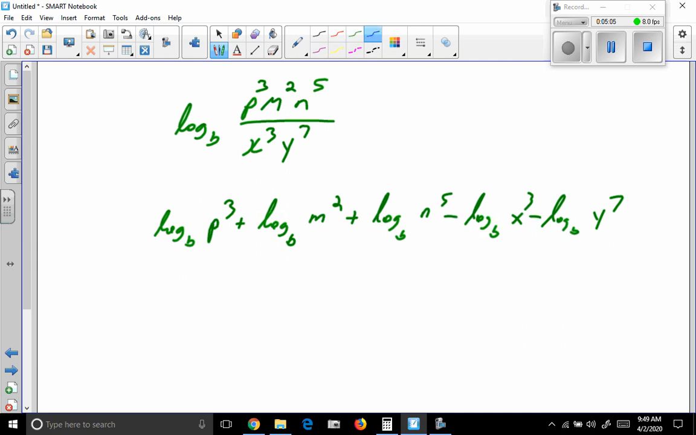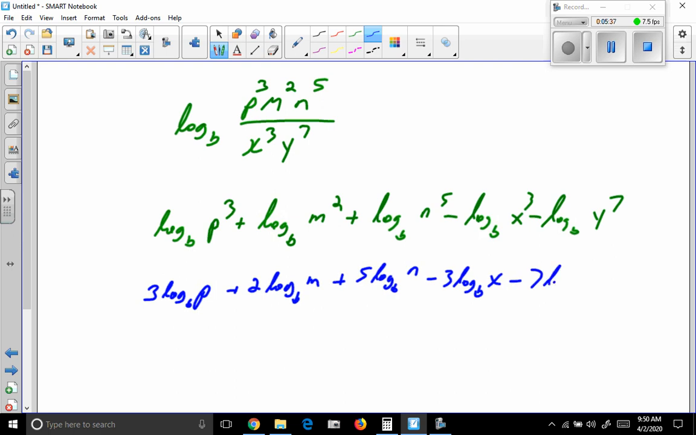And if you watch the video from my math lab that went with this section, then they should have introduced that property. So the other thing we can do is we can bring our exponents out front. So this 3 we can bring in front of the first term. This 2 can be brought in front of its term. So can the 5. So can the 3 and the 7.